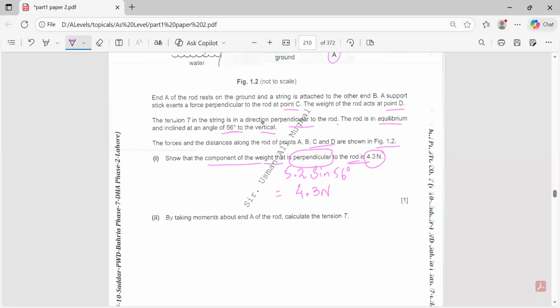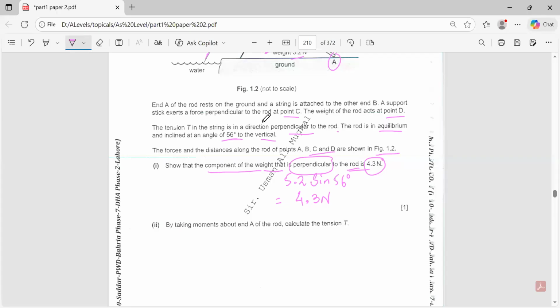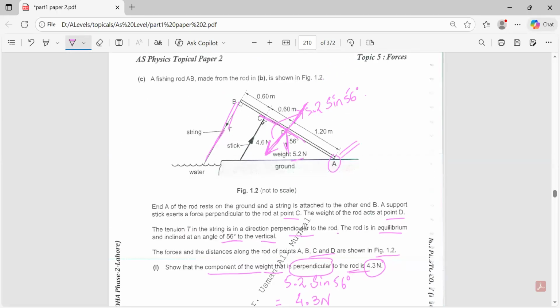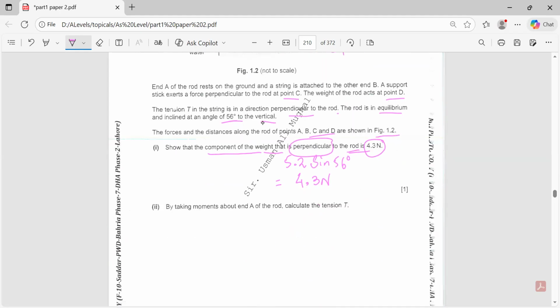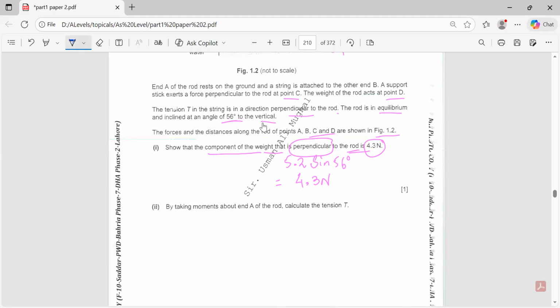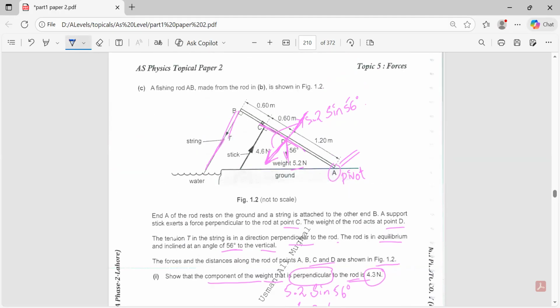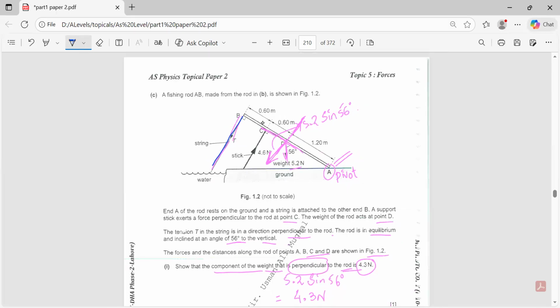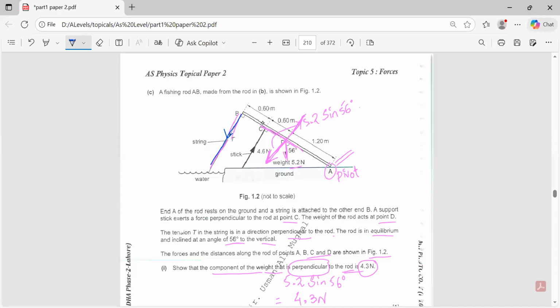Okay. Next it says by taking moments about end A. Where is end A? This is your end A. When it is said the moment about end A, it is a moment about this point. So that specific point will be considered as your pivot. So our point A will be considered as pivot in this specific case. So you need to find out the tension T in the string.